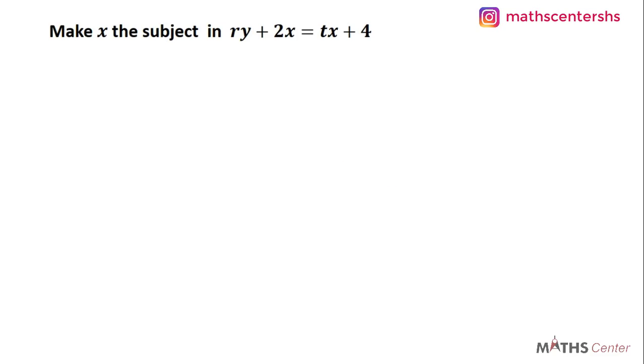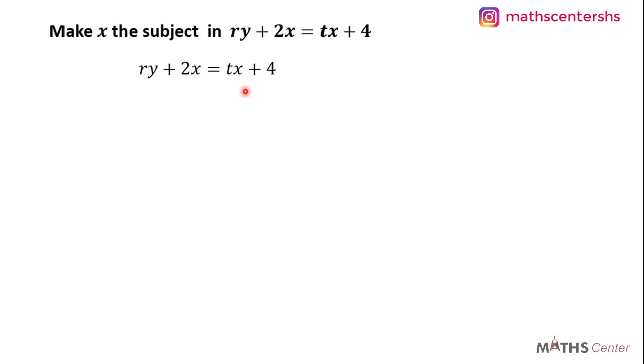Make x the subject in ry plus 2x is equal to tx plus 4y. So here's our question. ry plus 2x is equal to tx plus 4y. And we are supposed to make x the subject of the equation. Now you can see that here we have 4 terms. The first term is ry, the second term is 2x, the third term is tx, and the last term is 4y.